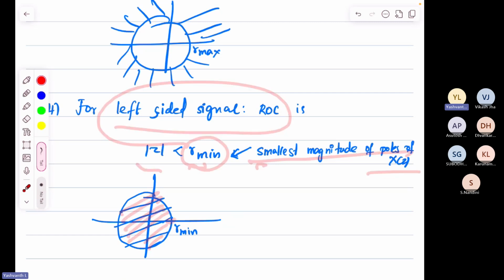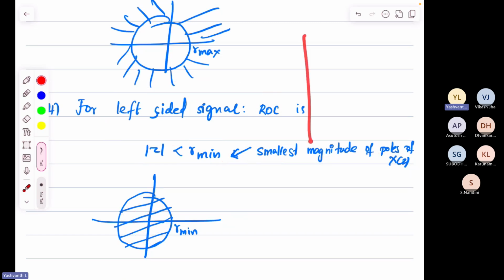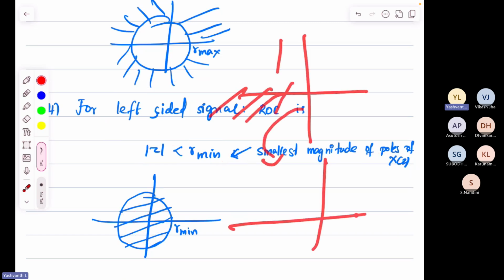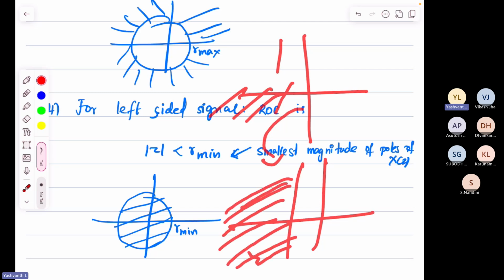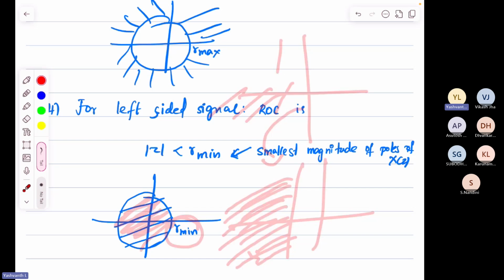Okay, similar, this is like a Laplace transform. Laplace transform, what did we say? If it's a left-sided signal, then if you look at the Laplace transform, we say the ROC should also be left-sided. Here, instead of saying left-sided, we are saying that it is inside the unit circle. You're inside the circle with radius equal to the minimum magnitude pole.